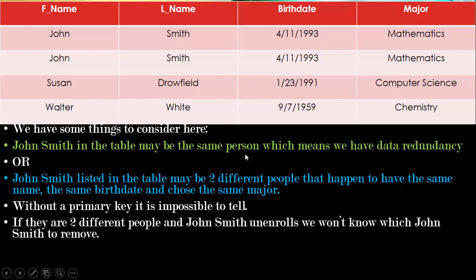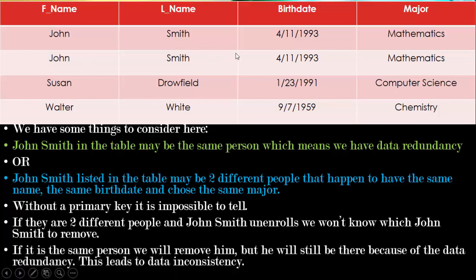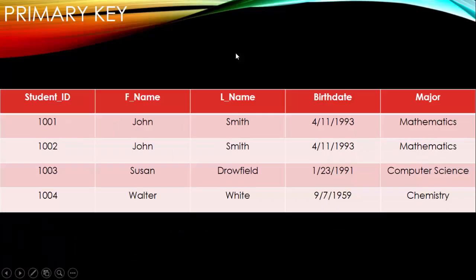Now, if they are two different people and John Smith unenrolls, we won't know which John Smith we need to remove. If it's the same person, we'll go ahead and remove John Smith, but he's still going to be in the table because of data redundancy, and this leads to data inconsistency. So we need a primary key.